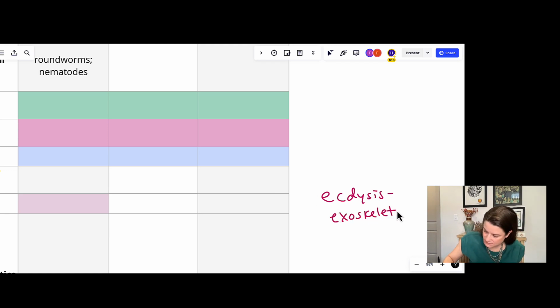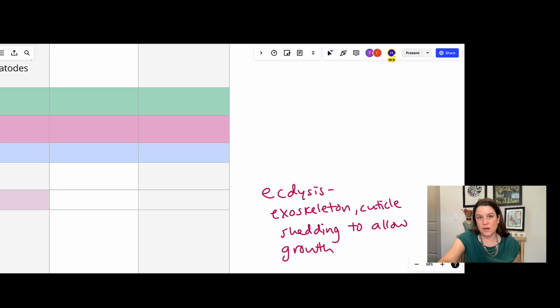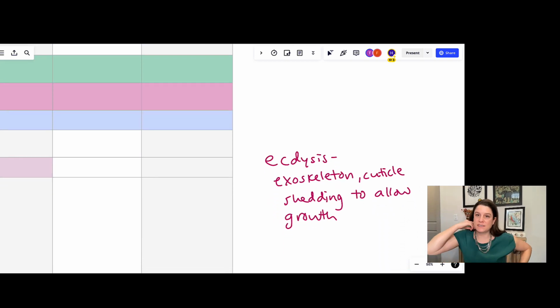So ecdysis, the exoskeleton or cuticle shedding to allow growth, basically. And crustaceans are an arthropod, so perhaps you know ecdysis from the idea of soft-shell crabs. They've just shed their exoskeleton, the outer layer. It's not like they lose their whole shell. They shed the outer layer, and that's why they're soft, because it hasn't been calcified yet.